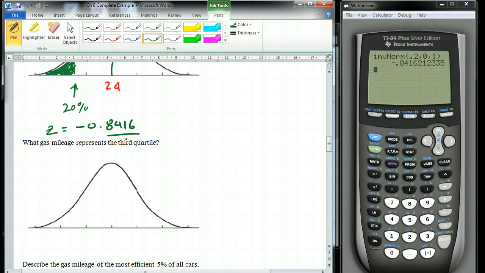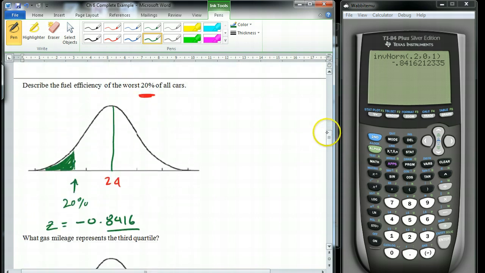All right. Now, what's the question asking again? Oh yeah, describe it. So now we have to get the corresponding fuel efficiency for that Z-score. In other words, we have to get our Y value here. So again, Z-score equals Y minus mu divided by standard deviation.